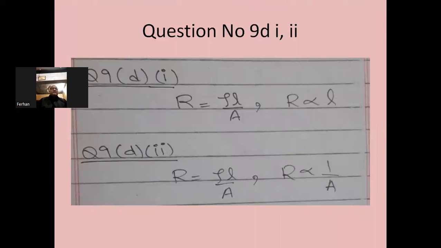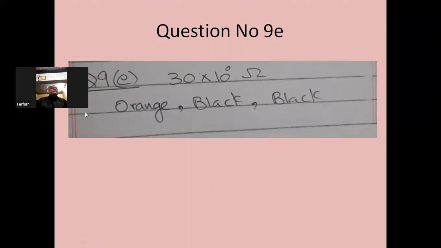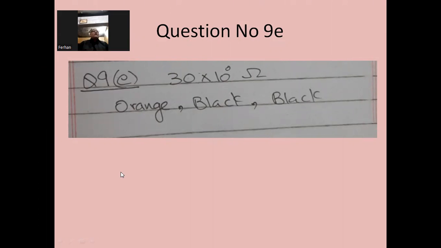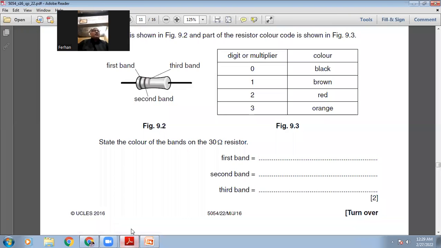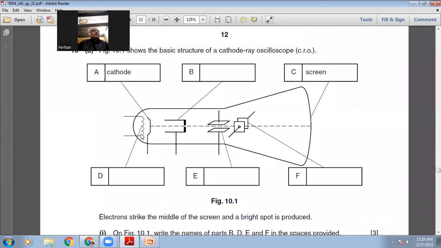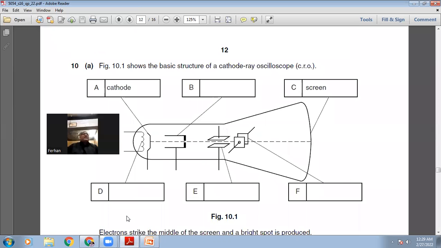So let me show you. 30 ohm resistor means 30 multiplied by 10 raised to power 0 ohm. So the first color is for 3, orange, 0, black, and 10 raised to power 0, so for this 0, I will write black. So orange, black, black. That is the color coding. So my dear students, we are done with question number 10. So let's go and start.